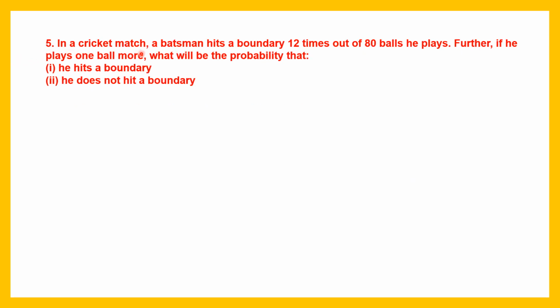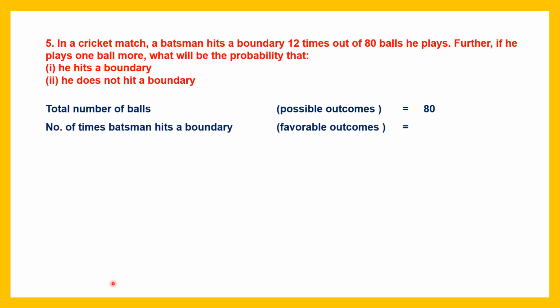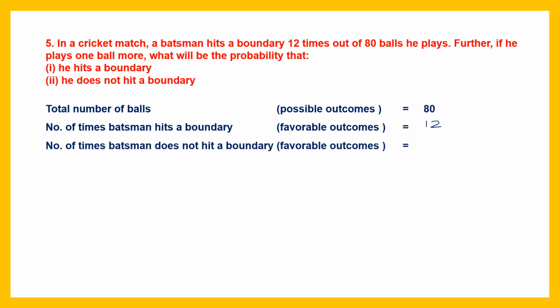Question 5. In a cricket match, a batsman hits a boundary 12 times out of 80 balls he plays. Further, if he plays one more ball, what is the probability that he will hit a boundary or he will not hit a boundary? That's the question. So, total number of balls it's given to us as 80 that he faced, and out of that the number of times he hits a boundary is 12 times. So 12 times he has hit a boundary out of the 80 balls that he played. Now, number of times he does not hit a boundary will be 80 minus 12. Isn't it? 80 minus 12, that means 68. Then in 68 balls, he has not hit a boundary.